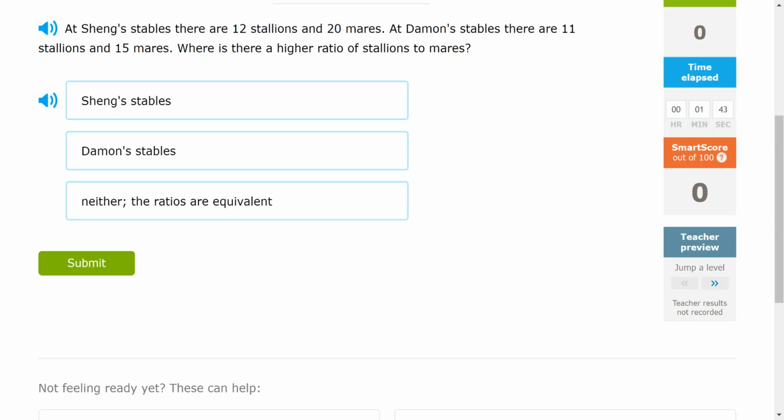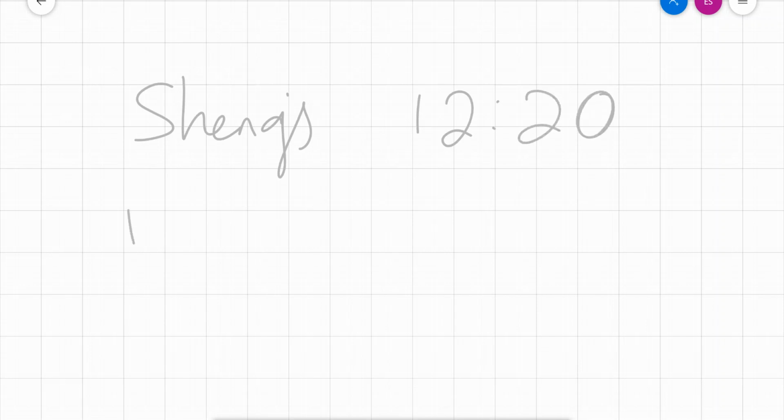So the first thing we need to note is the ratio is stallions to mares. So it's going to be the number of stallions to the number of mares, and we have two different ratios going on, the one at Shang's stables and the one at Damon's stables. So at Shang's, the ratio is 12 to 20, and then at Damon's, it's 11 to 15.